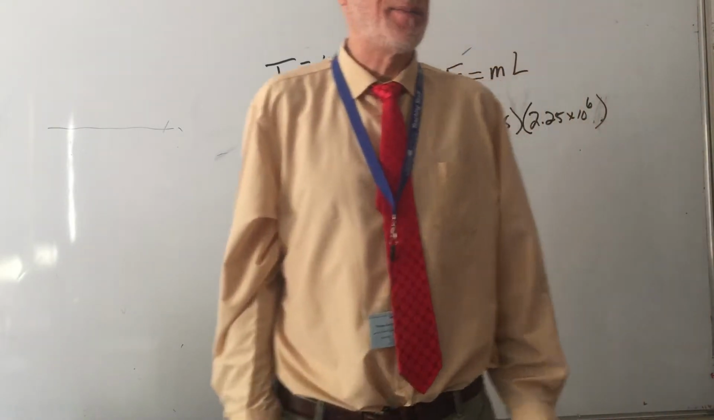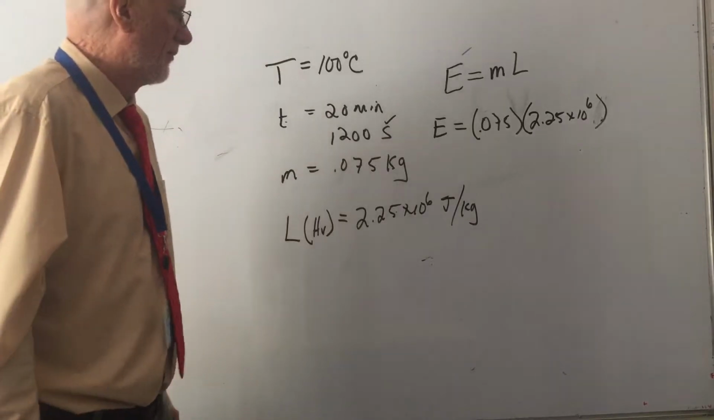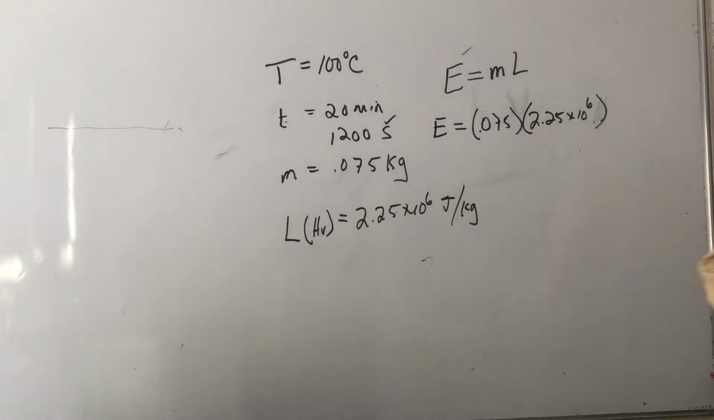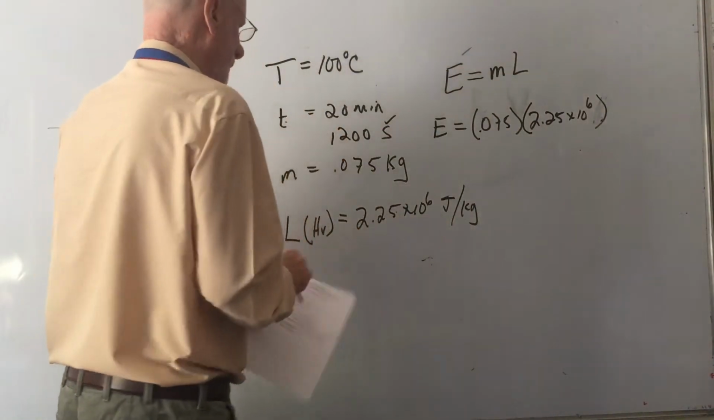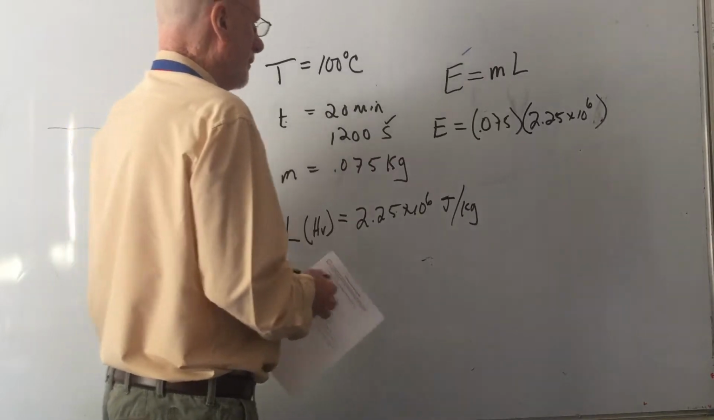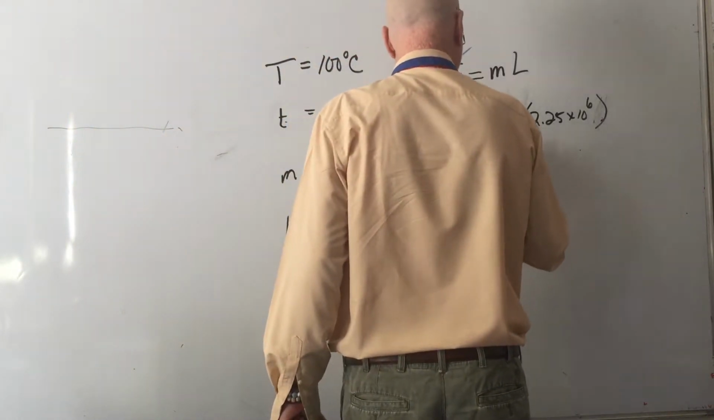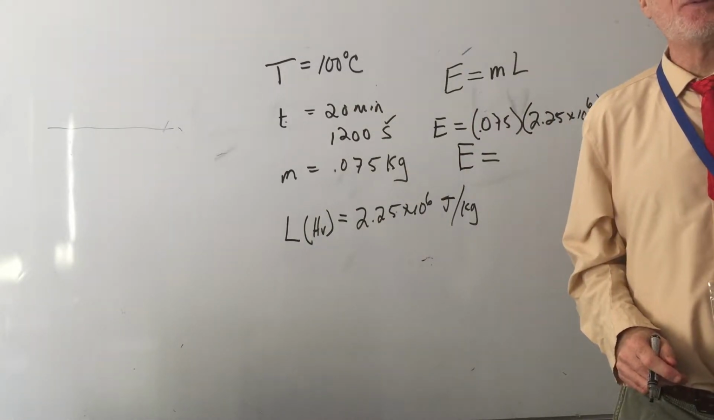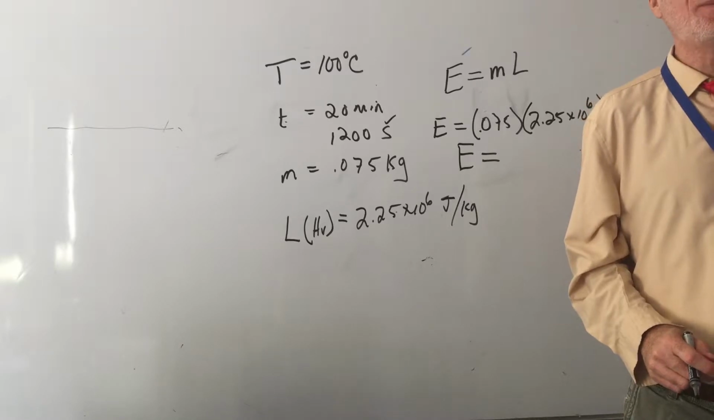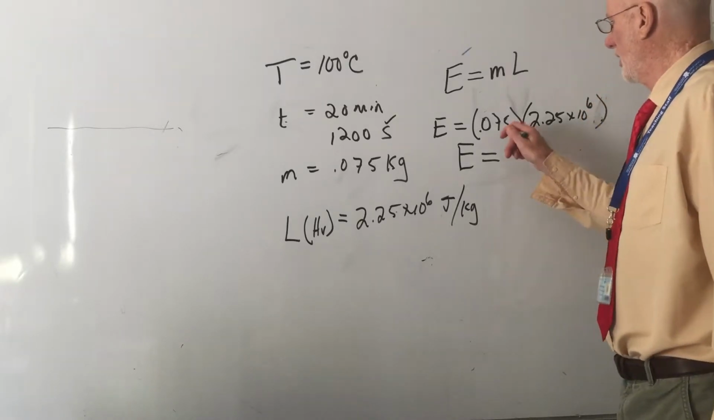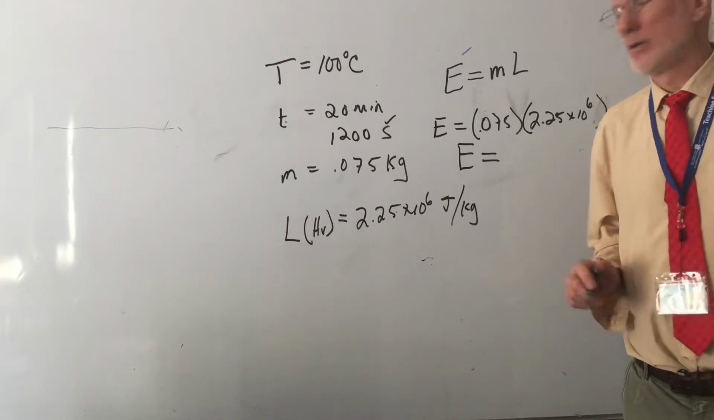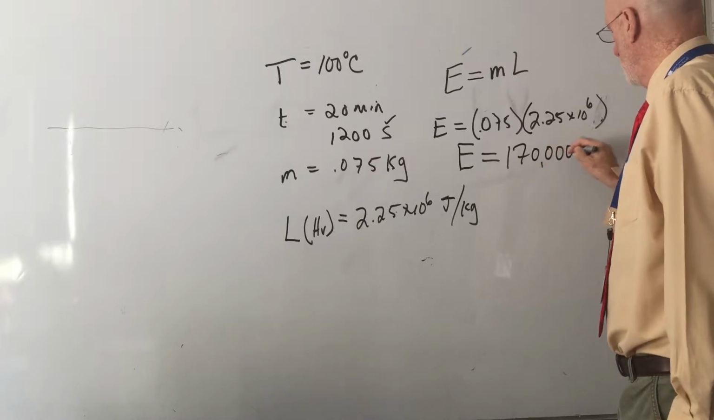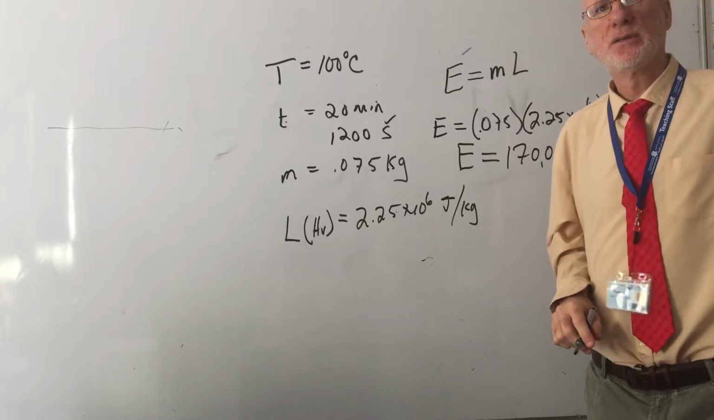Give me a calculator. Help me out, please. Can't do everything. So the energy equals what? 168,750. All right, give me two significant figures. We only have two there. 170,000 joules. Is that right? Yes? All right, good.